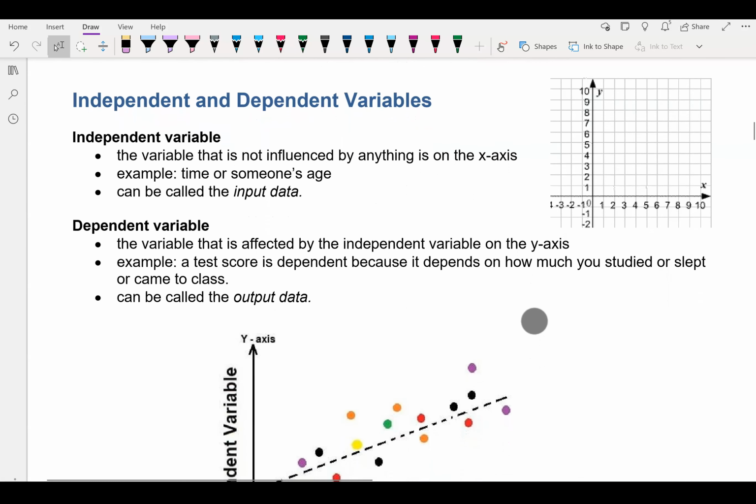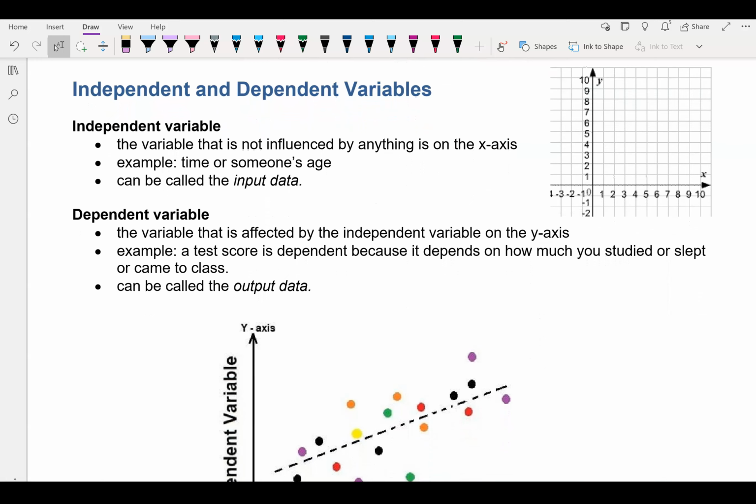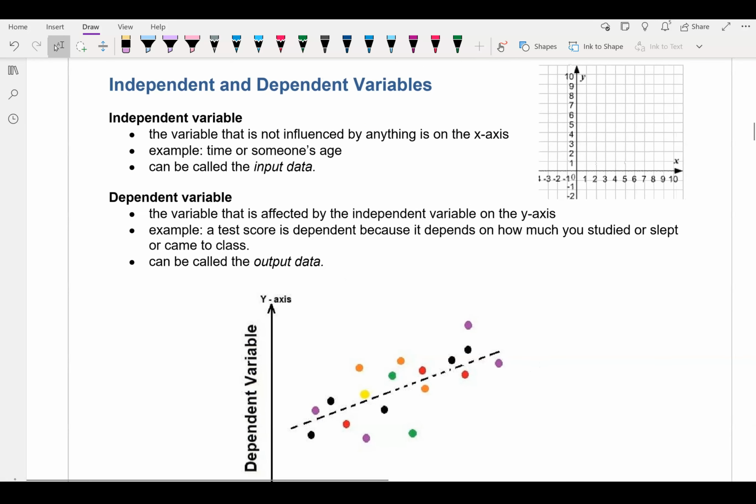Independent and dependent variables are our terms for understanding or deciding which of the pieces of data are dependent on each other. Okay? The independent variable is the variable that is not influenced by anything, and we put that on the x-axis. It means that it's a piece of data that really doesn't depend on anything else. So for example, time or someone's age. Time doesn't stop for anyone. Time is going to tick on by no matter what happens. Someone's age is also independent.